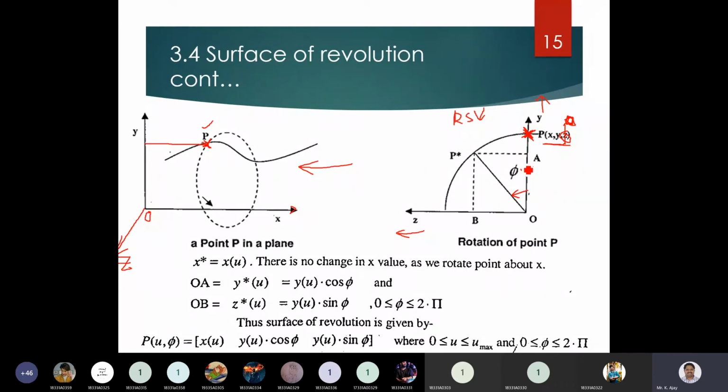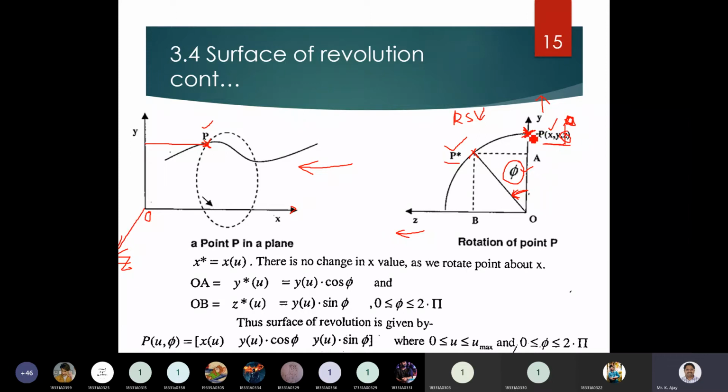So here phi is varying from 0 to a certain angle. Let us say an angle of phi. This angle is some phi. So what will happen to the point P when you are rotating? Let us say the new position of P is denoted with P star. Now try to understand the x, y, z coordinates of P star. So initially the z coordinate is 0. Now starting from the x coordinate.